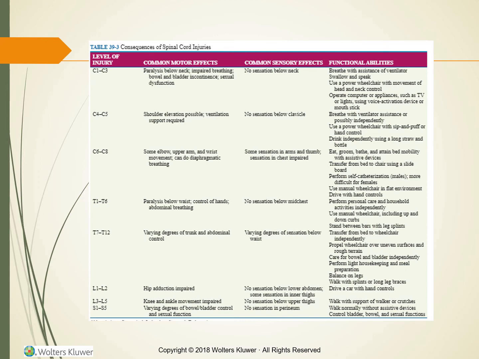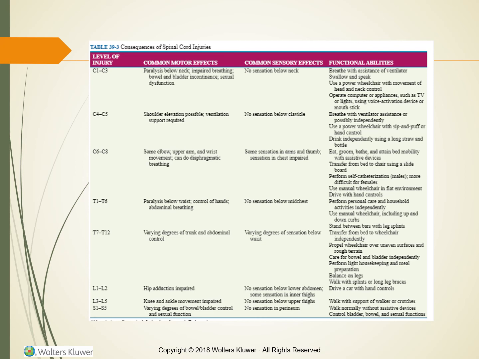So let's go over this table really quick. As we can see, the level of injury in a C1 to C3 injury, the most common motor effects are paralysis below the neck, impaired breathing, bowel and bladder incontinence, and sexual dysfunction. So basically they won't have any sensation below their neck. So we really have to watch out for their swallowing ability, their speaking ability. They're usually going to breathe with the assistance of a ventilator, use a power wheelchair with movement of the head and neck control, things like that.